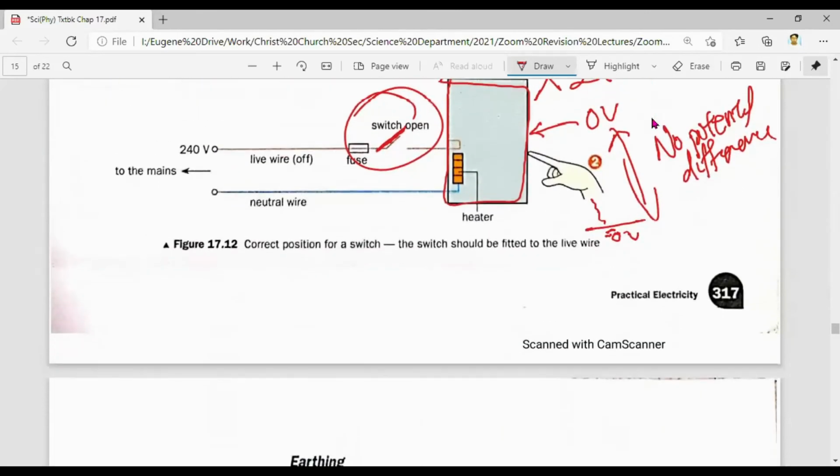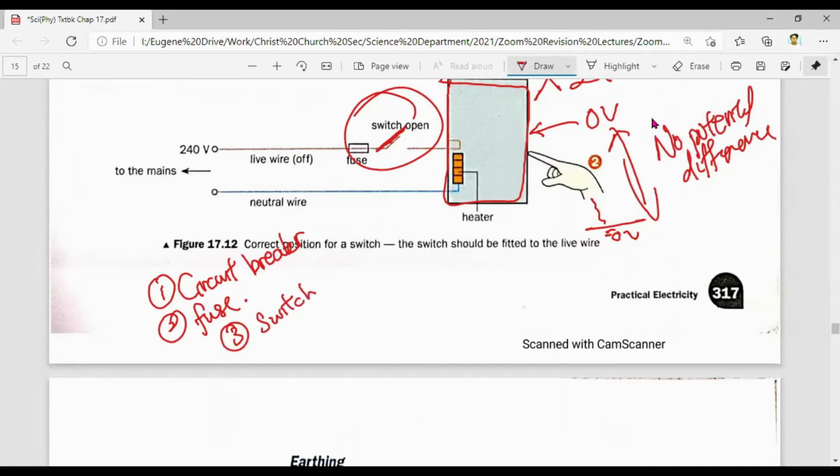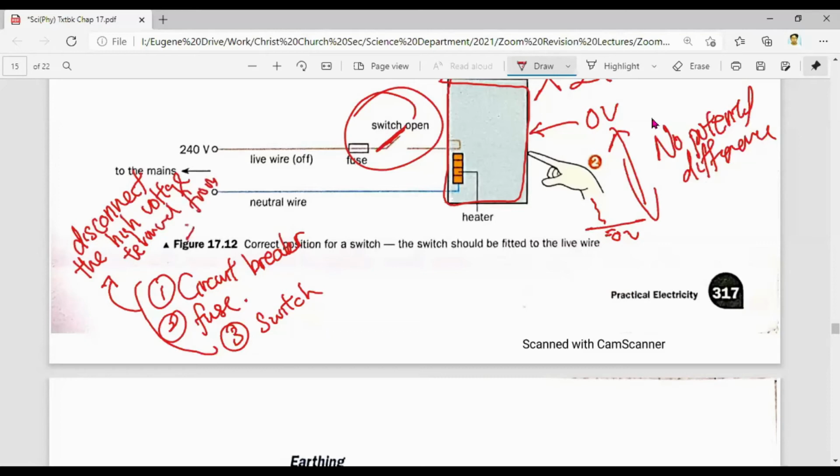So we have gone through 3 of them. The first thing is the circuit breaker. And we have gone through something quite similar to the circuit breaker, known as the fuse, and you need to describe it. The third thing we've talked about is the switch. All these 3 function in the same way, which is to disconnect the high voltage terminal from the appliance. How they do it, each of them functions slightly differently, so just take note of that.